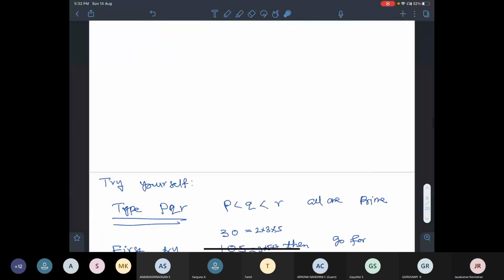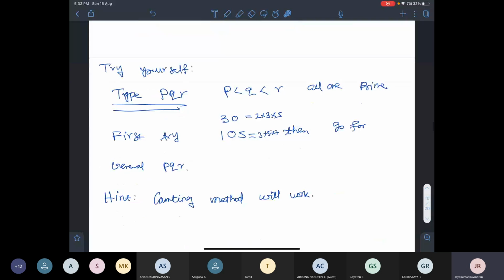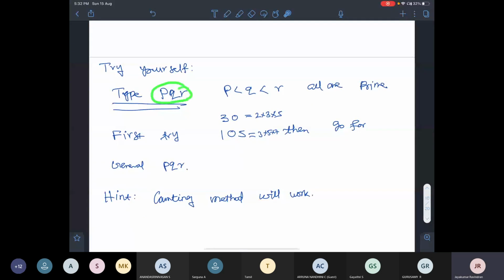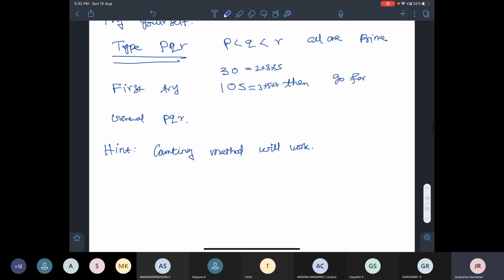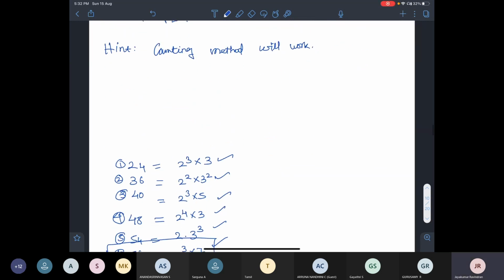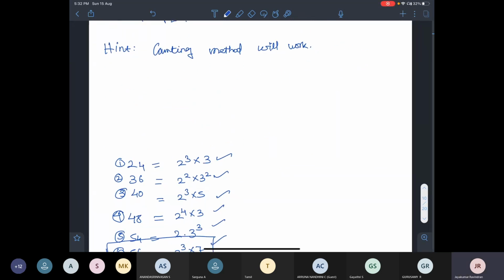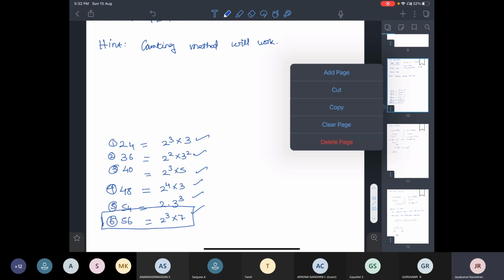Now, let us deal with this pqr. Instead of dealing with pqr in general, I want to deal with 105. I want you to try pqr. The counting trick will work. We will see it for 105, and the same technique will work for all. Give me a moment.